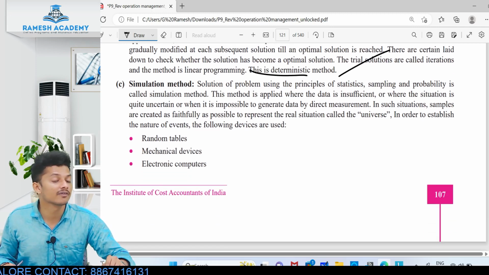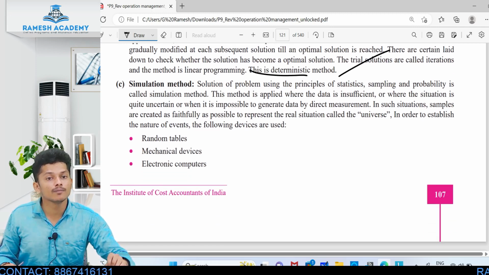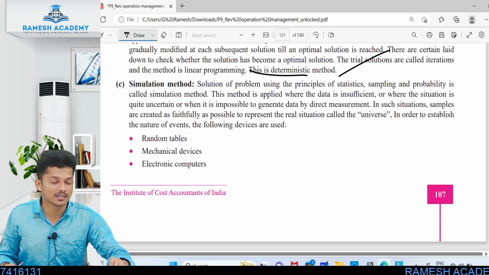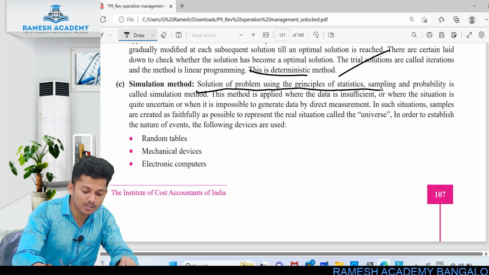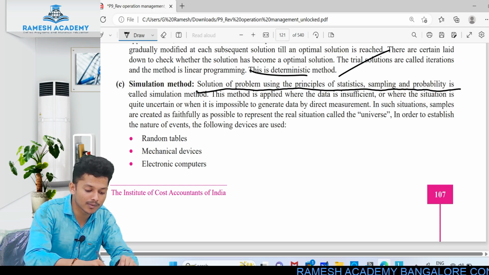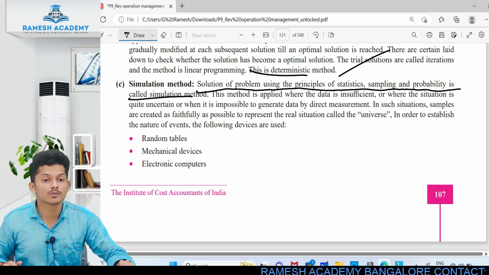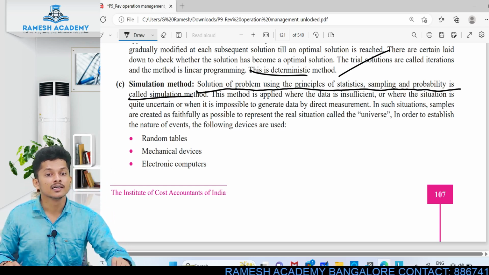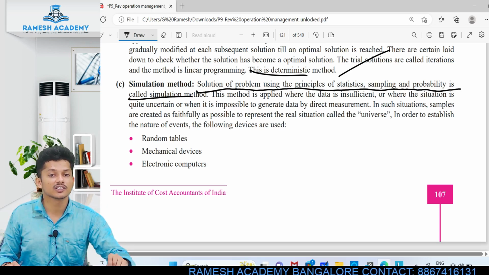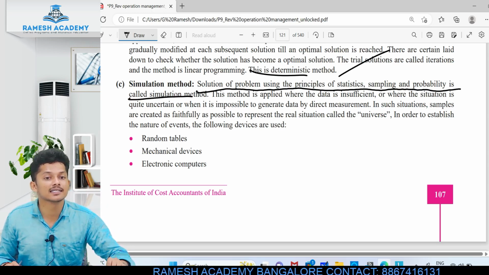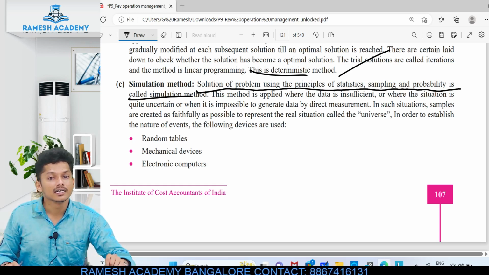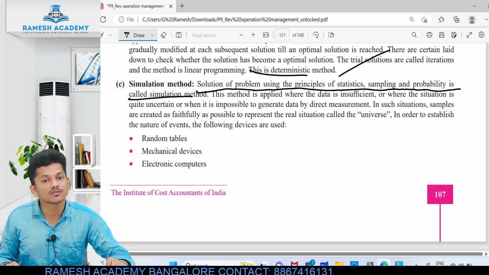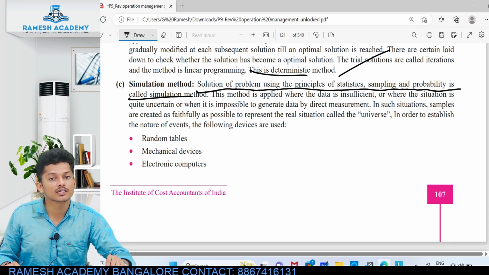Next, simulation method, a very important method. Solution of a problem using the principles of statistics, sampling and probability is called the simulation method. So when we go to the simulation problems, you will understand this very easily. This method is applied where the data is insufficient or where the situation is quite uncertain or when it is impossible to generate data by direct measurement. In such situations, samples are created as faithfully as possible to represent the real situation, called the universe.